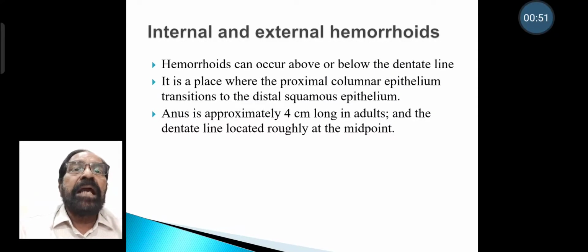Hemorrhoids can occur above or below the dentate line. The dentate line is a place where the proximal columnar epithelium transitions into distal squamous epithelium. The anus is approximately 4 cm long in adults, and the dentate line is located roughly at the midpoint.